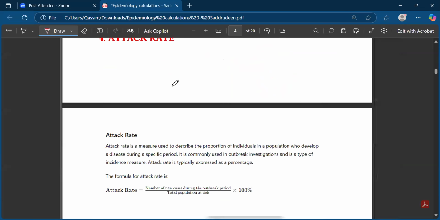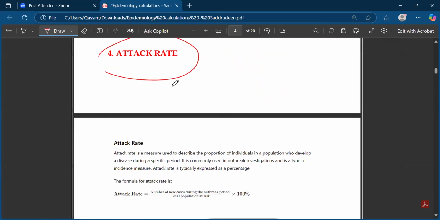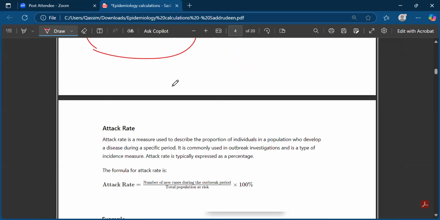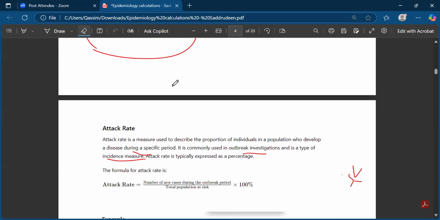Now, there's something called attack rate. Just know attack rate is just a fancy name for the incidence rate. The attack rate is a measure used to describe the proportion of individuals who develop a disease during a specific period. Most commonly, it is used in outbreak investigation, and it is just a type of incidence. So don't confuse yourself. Whenever you're told to calculate attack rate, basically they're just telling you to calculate the incidence. And how do you calculate the incidence, especially the cumulative incidence? We just take the new cases over the population at risk. Okay, it's the same thing.